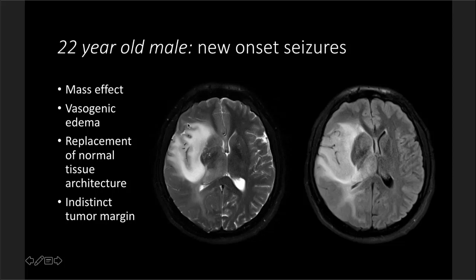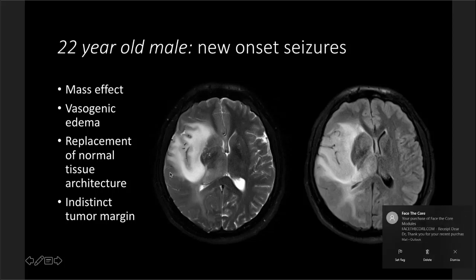There's mass effect associated with this. So we have sulcal effacement. We don't see the normal CSF in the sylvian fissure and the sulci. We have midline shift to the left, and we have effacement of the right lateral ventricle. So that all indicates mass effect. We have vasogenic edema surrounding the tumor, so this bright signal that's extending out into the white matter and sparing the cortex, that's the vasogenic edema.